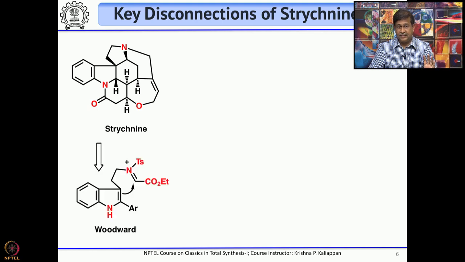Woodward's idea was first to construct the spiro system, and how we construct the spiro system is, first you make this iminium ion, then use the lone pair on the nitrogen of the indole ring, which will come and neutralize the positive charge on the iminium. That is how you construct the spiro as well as the C ring.